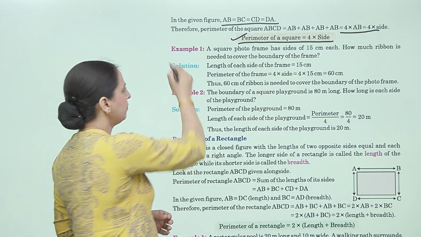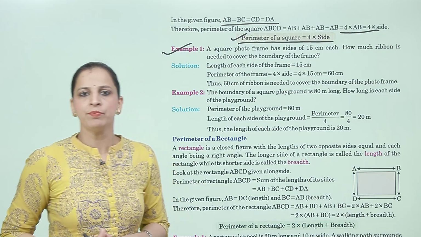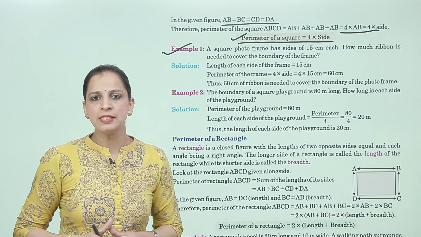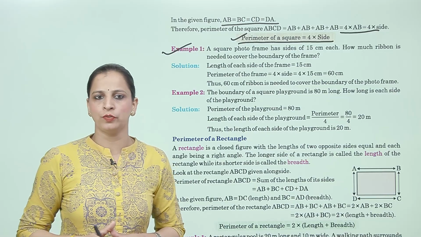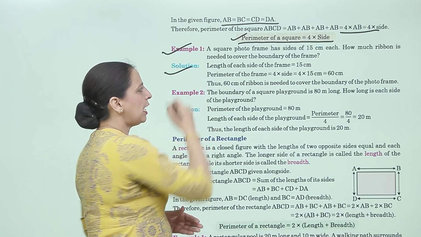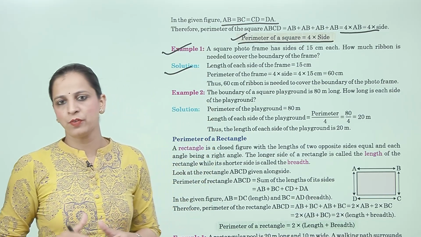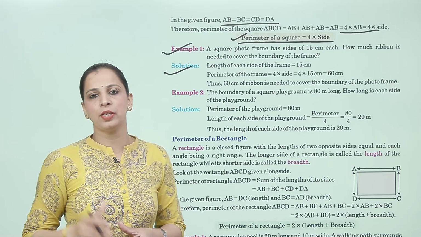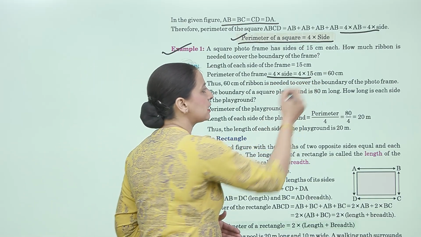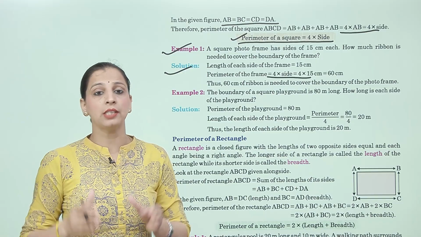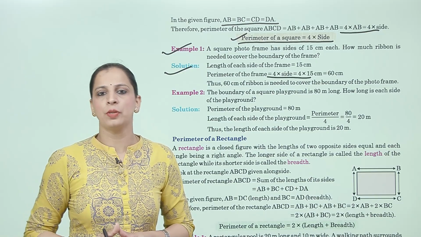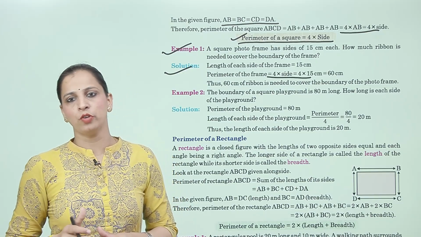Now, example 1. A square photo frame has sides of 15 cm each. How much ribbon is needed to cover the boundary of the frame? Now solution. Length of each side of the frame is 15 cm. Perimeter of the frame is 4 multiplied by side, that is 4 multiplied by 15 cm is equal to 60 cm. Thus, 60 cm of ribbon is needed to cover the boundary of the photo frame.